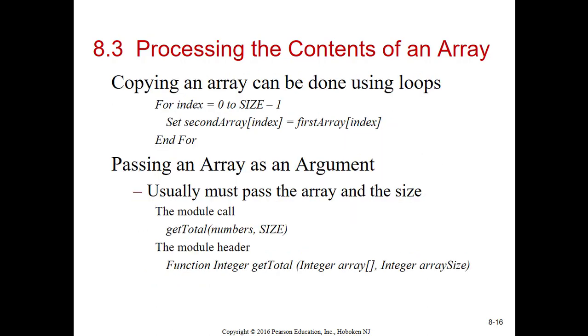Copying an array can be done using loops. You use the for loop, then you take the second array and copy the first array to it. Passing the array as the argument. Usually you must pass the array and the size. This is the call statement. That's the array named numbers, and that's the size. In the module header, remember you have to put the data types here, and they put the brackets on this array here. Notice you didn't put the brackets when you passed it. The computer's smart enough to realize it's an array.